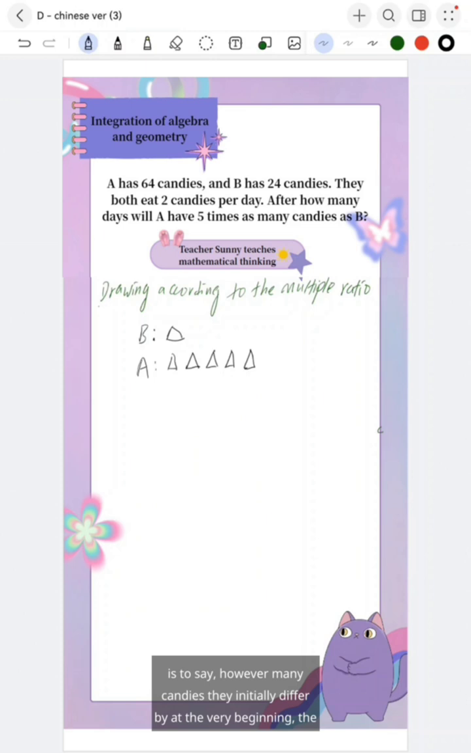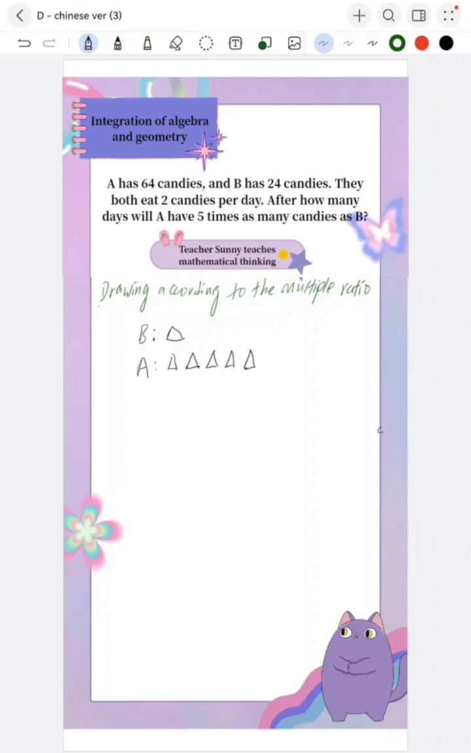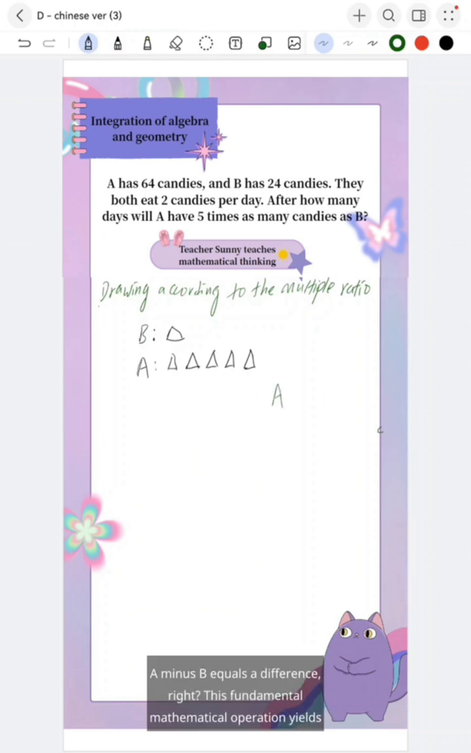That is to say, however many candies they initially differ by at the very beginning, the number of candies they differ by at the very end will be exactly the same. Here, let me explain this a bit more clearly. For example, a minus b equals a difference, right? This fundamental mathematical operation yields a difference, which is the result of this calculation.